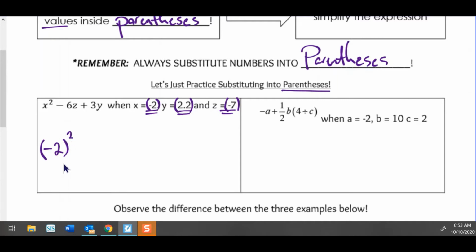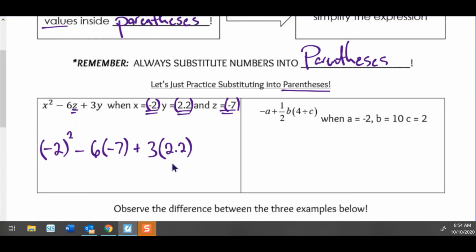That exponent is on the outside of the parentheses. -6 times -7. That's my value for z. Again, it gets replaced with that number in parentheses plus 3 times my value for y, which is 2.2.